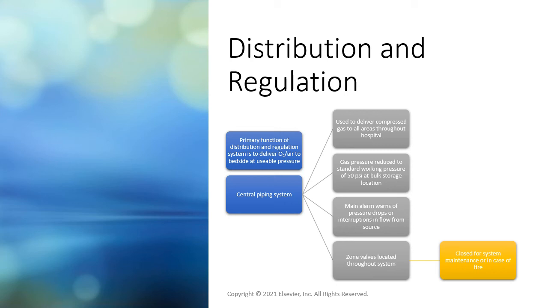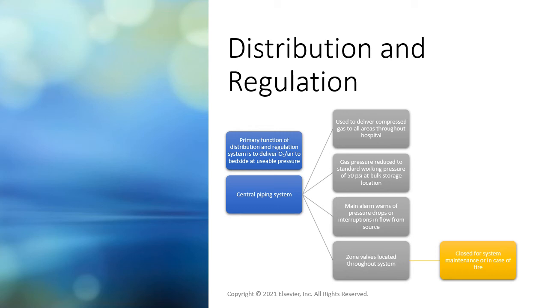Distribution and regulation. The primary function of the distribution and regulation system is to deliver oxygen and medical air to the bedside at a usable pressure, in this case 50 psig. This is accomplished through the central piping system.